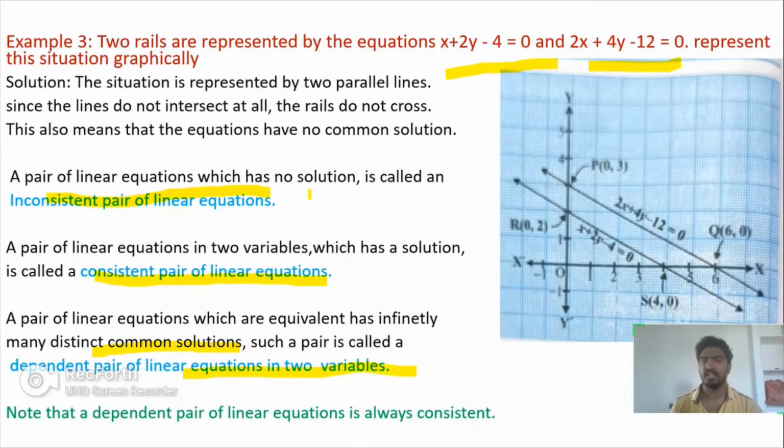So these are the three technical terms we are using. And from now onwards, in the previous exercises, they want us to check whether the given equations are consistent or inconsistent. So based upon these three, we have to find the solutions, whether they are a consistent pair or an inconsistent pair of linear equations, right?